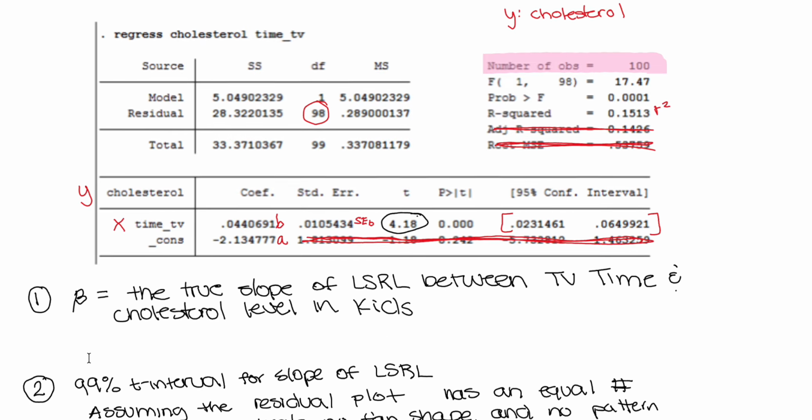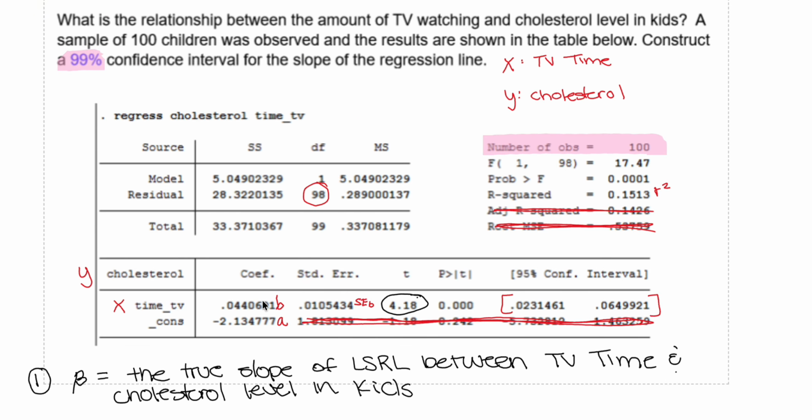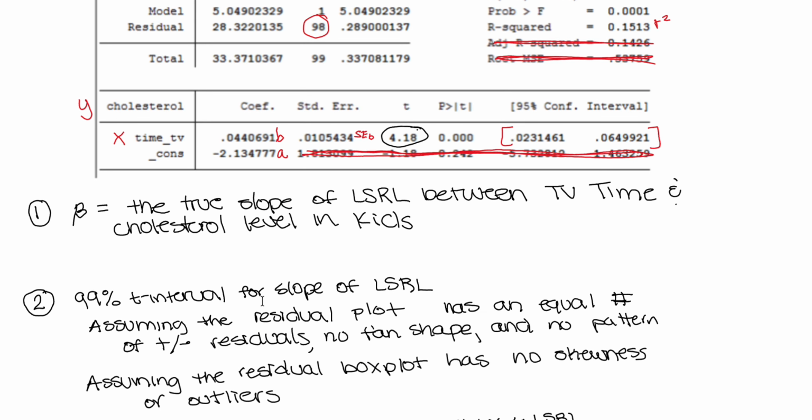What are we doing? We're creating a 99% t interval for the slope of the LSRL. And because we weren't provided with raw data, meaning we cannot enter the data into our calculator and get the residual plot and residual box plot, all we can do is assume. Assuming the residual plot has an equal number of positive and negative residuals, there's no fan shape and no pattern. And assuming the residual box plot has no skewness or outliers. And that's all you want to write for step 2.